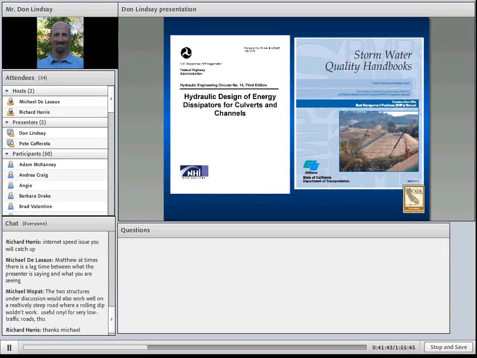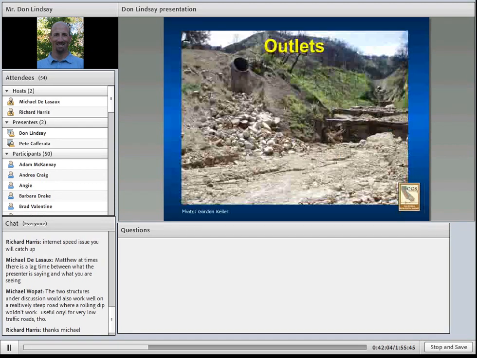Two references that can assist you in the design of appropriate energy dissipators for ditches include the publication by the FHWA titled Hydraulic Design of Energy Dissipators for Culverts and Channels, and a publication by Caltrans titled Stormwater Quality Handbook. Next, we'll take a look and talk about energy dissipators at the outlets of pipes and overside drains.